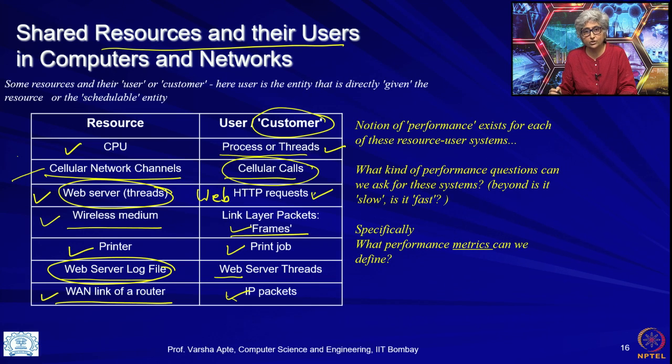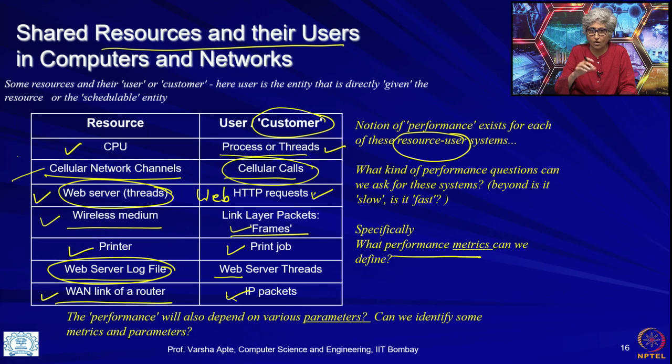Clearly there is a notion of performance that exists for all of these resource user pairs, right. The notion of performance is often seen as delays. We often say something is slow or something is fast. That is one very common way that we describe and talk about performance of a computer or network system. But can we formalize it a little more? Can we talk about a few performance metrics, like the time to load a web page, that is a metric.